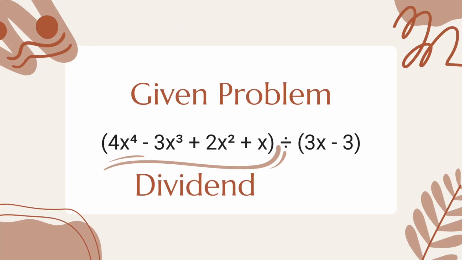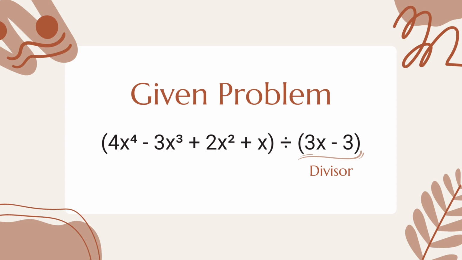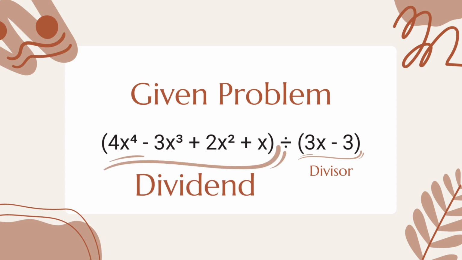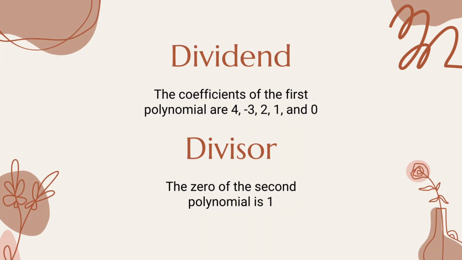The dividend of our given problem is 4x to the power of 4 minus 3x cubed plus 2x squared plus x, while our divisor is 3x minus 3. Now that we have identified our dividend and divisor, we are now able to provide the needed numbers in order for us to start our synthetic division. The dividend of our synthetic division are the coefficients of the first polynomial, which are 4, -3, 2, 1, and 0. And our divisor is the zero of the second polynomial, which is 1.